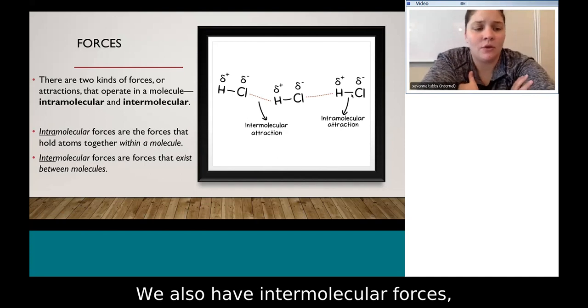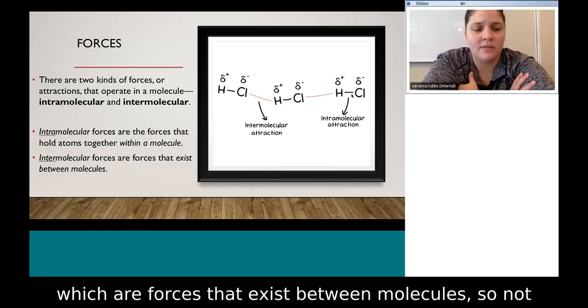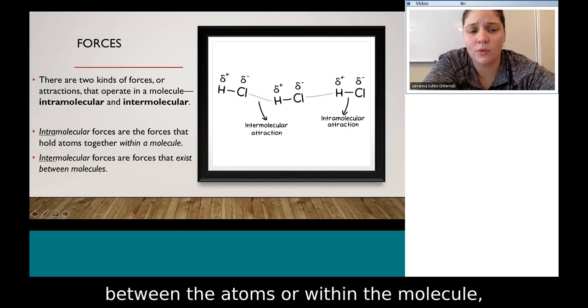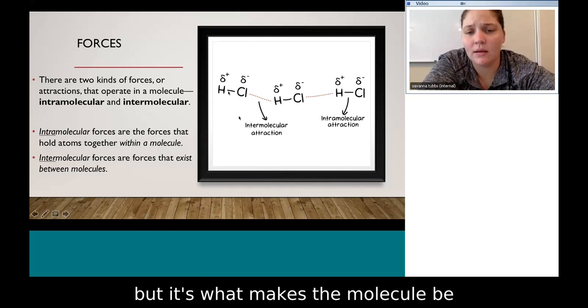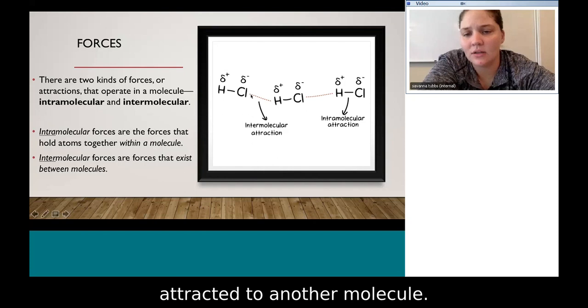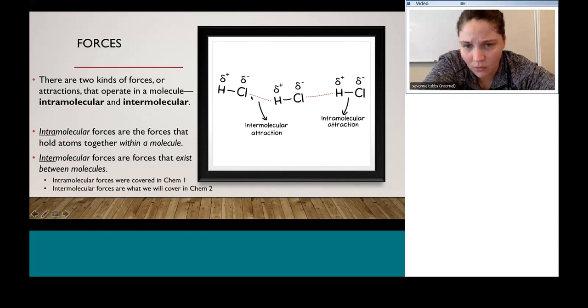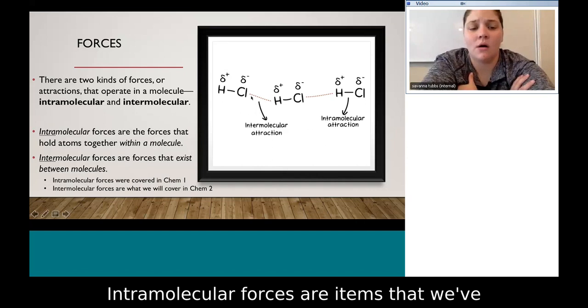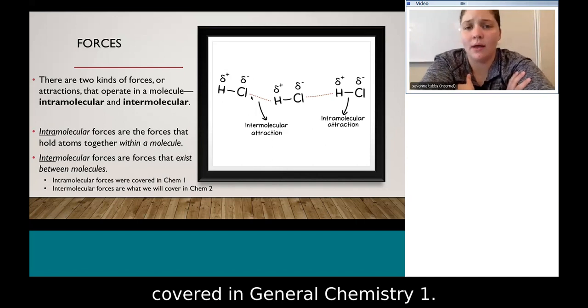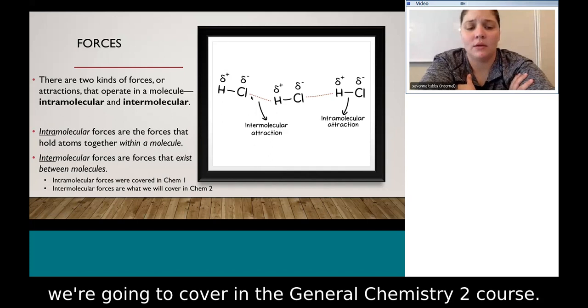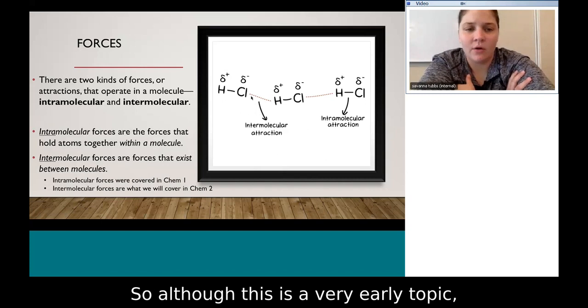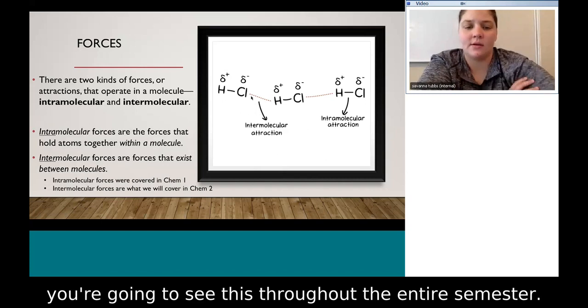We also have intermolecular forces, which are forces that exist between molecules. So not between the atoms or within the molecule, but it's what makes the molecule be attracted to another molecule. It is represented by this little dotted orange line. Intramolecular forces are items that we've covered in General Chemistry 1, but intermolecular forces are what we're going to cover in the General Chemistry 2 course. Although this is a very early topic, you're going to see this throughout the entire semester.